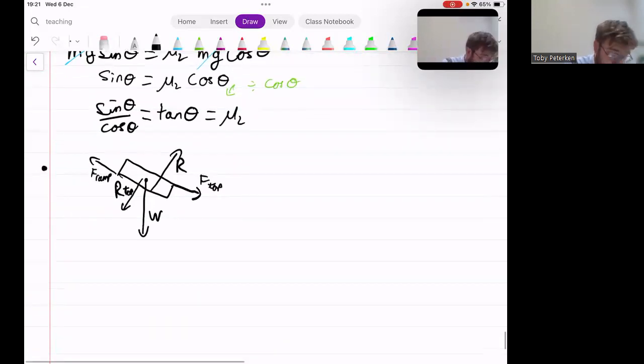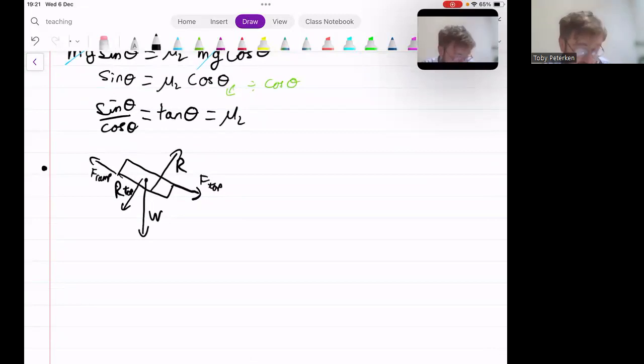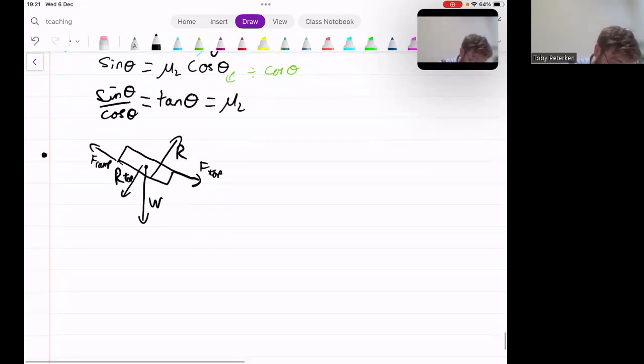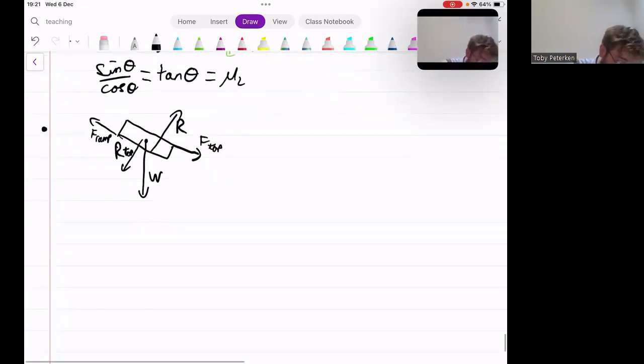Okay. This one's quite complicated. Well, bits of it we've already seen, but there's just a lot of things going on. So let's look at the reaction force.